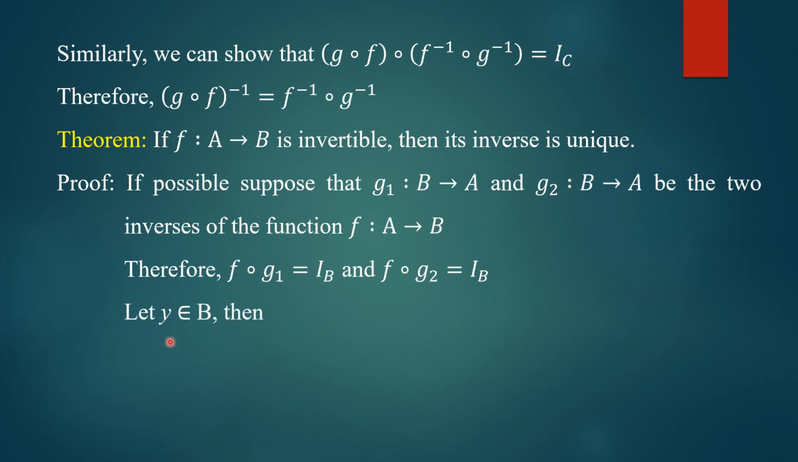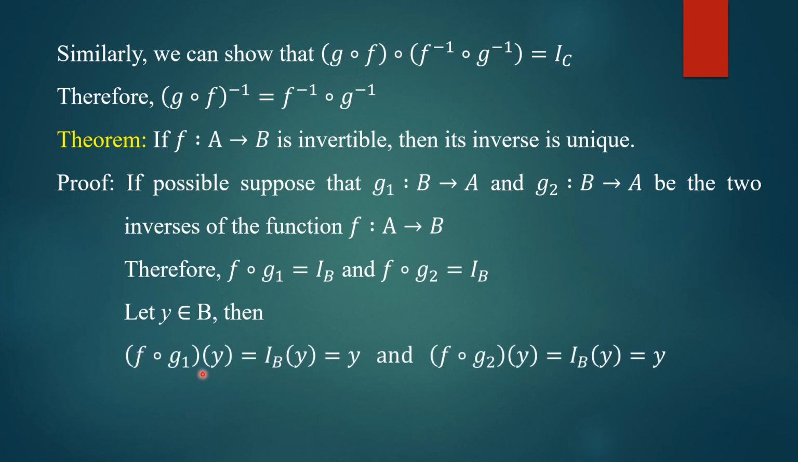So then take y as an element in the domain of the functions f o g1 and f o g2. So y belongs to B. Then for the first one, f of g1 of y will be equal to I_B of y, and the identity function's image is the element itself, so I_B of y will be equal to y. In the case of this part, it will also be like this, because f o g2 is also I, so I of y, and again this is an identity function, and therefore the image will be y itself.